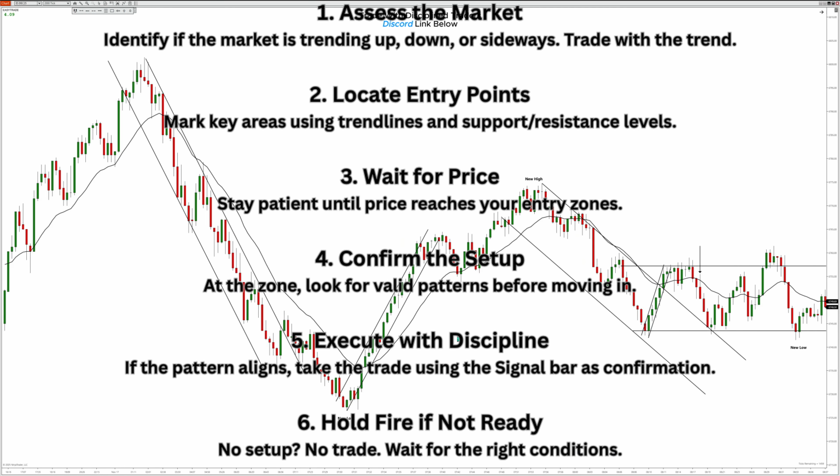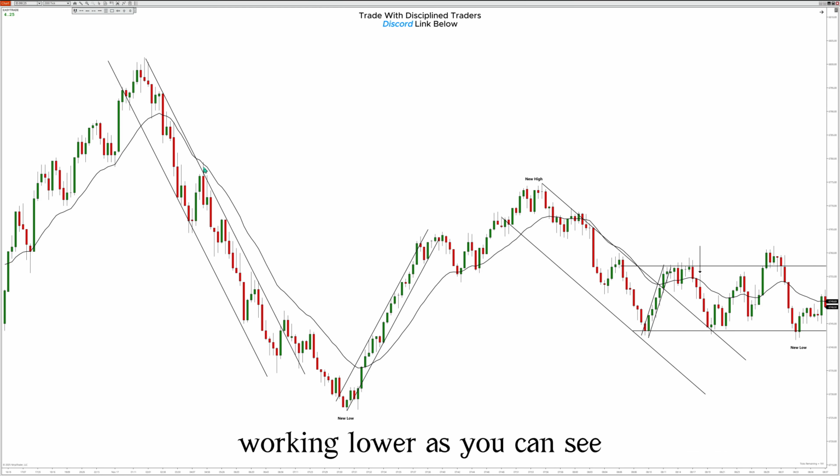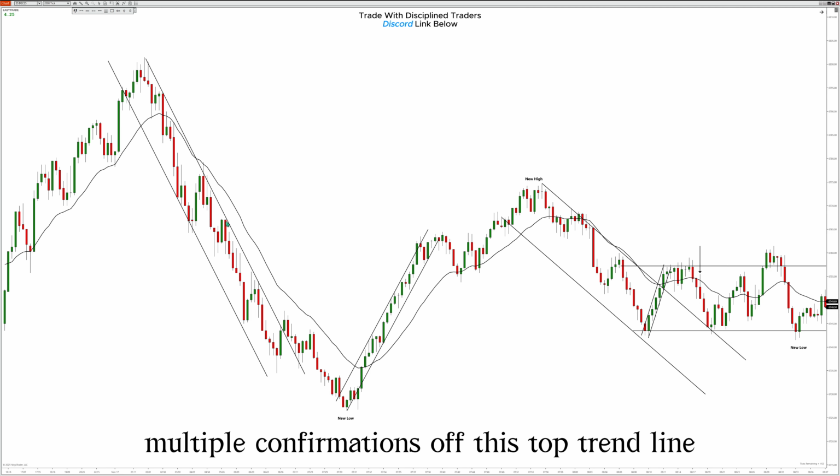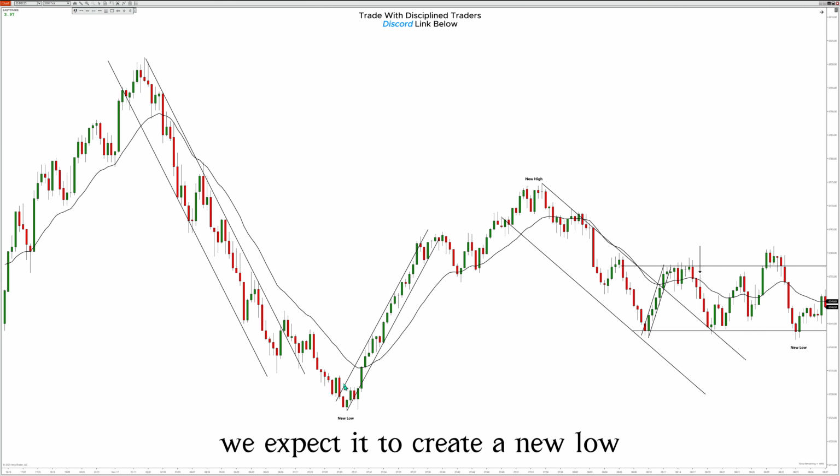ES E-mini Futures 2000 tick chart, and we're using price action rules and market geometry to determine where to enter for high probability setups. So we started this morning off with a nice downtrend working lower. As you can see, multiple confirmations off this top trend line. Once we break outside of a channel like this, we expect it to create a new low.